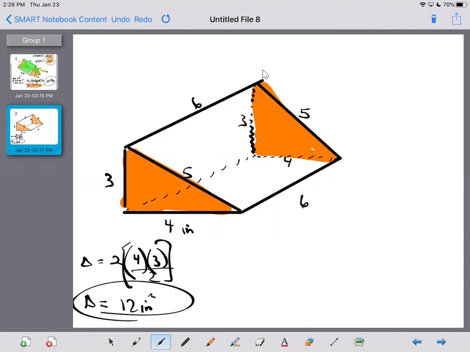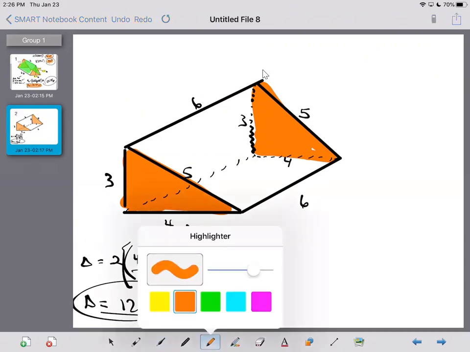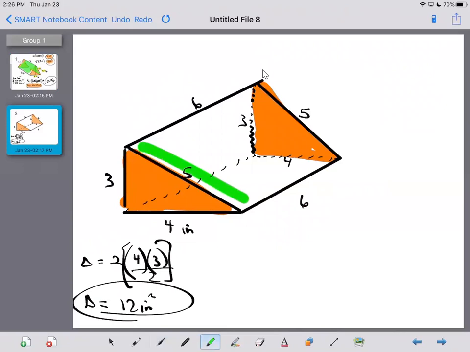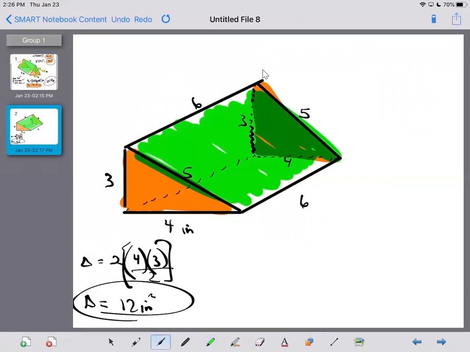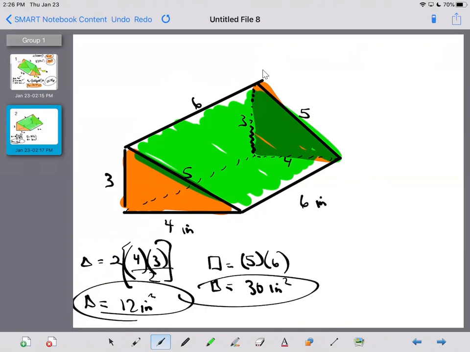Now we have 3 other shapes. I'm going to look at this front shape here. This front one is going to be a 5 by 6. So that rectangle is going to be 5 by 6, which would be 30 square inches. So I'm going to hold on to that number.